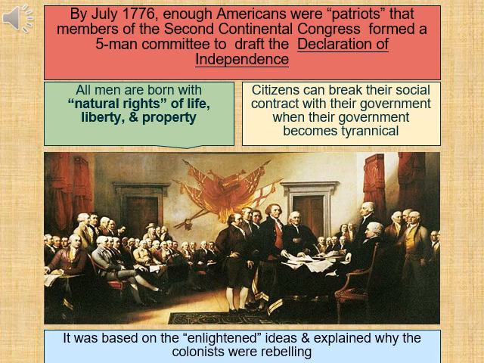As we saw in the pie chart, by July of 1776, enough Americans were patriots that members of the Second Continental Congress formed a five-man committee to draft the Declaration of Independence, which went on to state, amongst other things, that all men are born with natural rights of life, liberty, and property, showing that citizens can break their social contract with their government when their government becomes tyrannical and isn't operating in their best interests. The Declaration of Independence was based on the Enlightened ideas and explained in detail exactly why the colonists were rebelling.